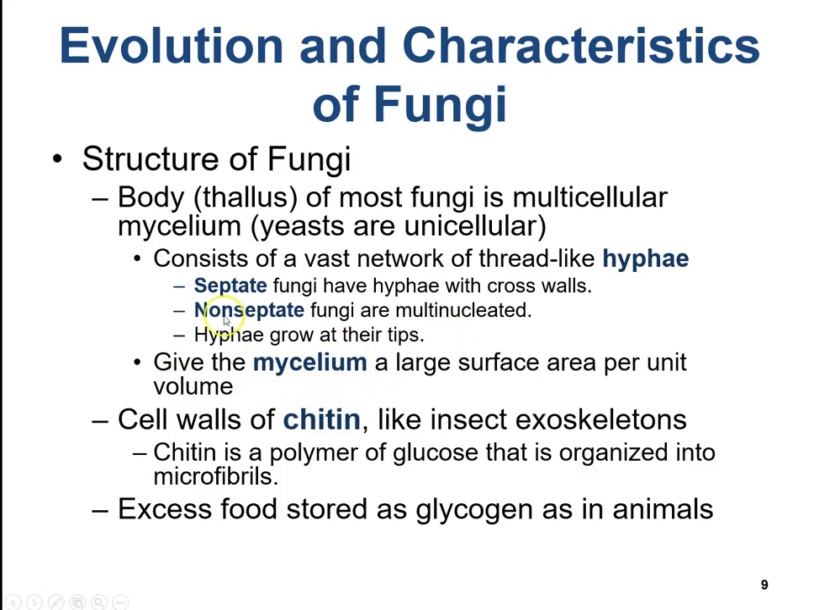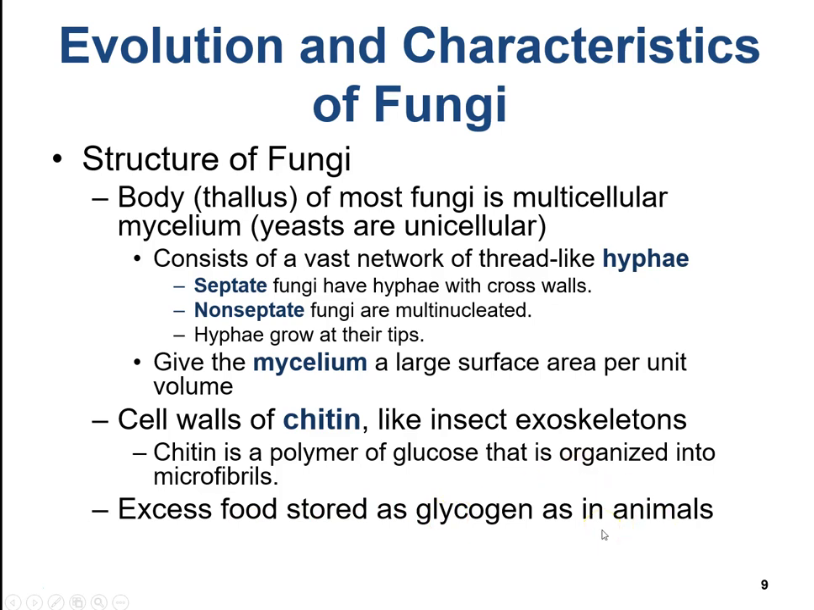So the mycelium is made up of these hyphae, and that gives a large surface area per unit volume. Cell walls of the cells are made up of something called chitin. And chitin is a component of insect exoskeletons, okay? Again, showing this relationship between fungi and animals. Excess food is stored as glycogen, just like animals, okay?